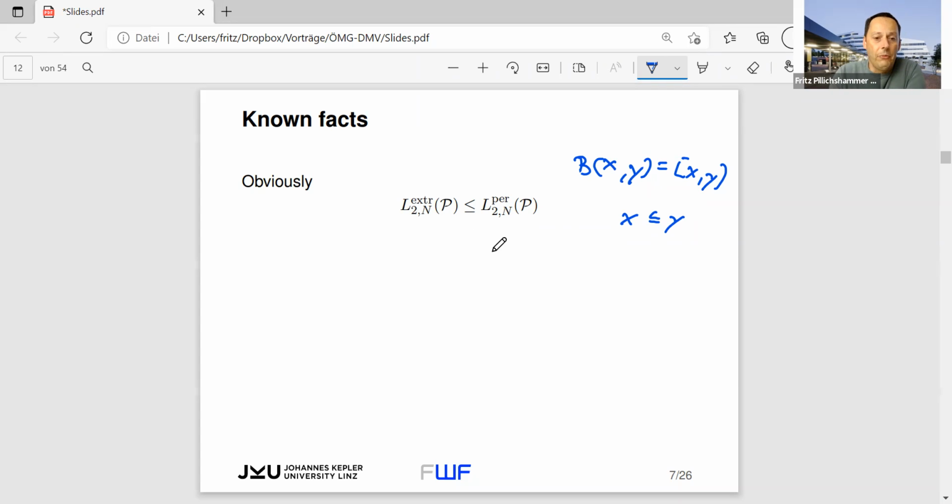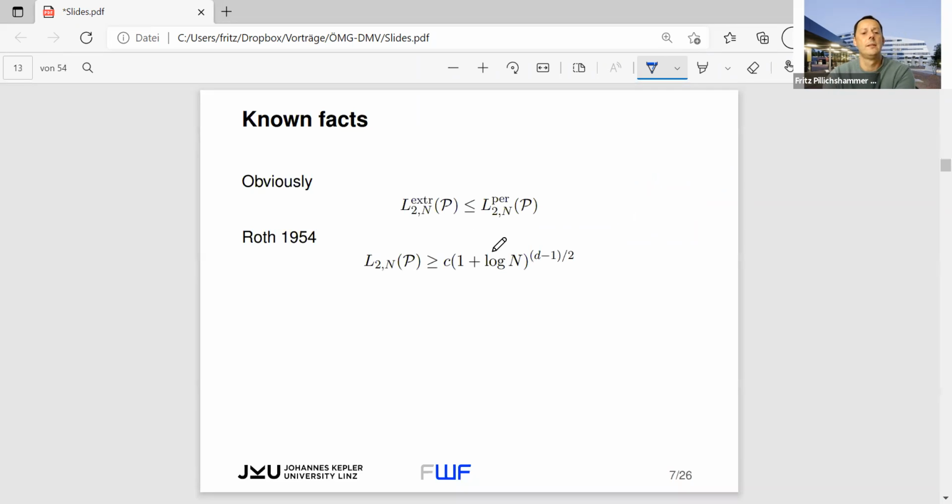Another result is not obvious, but very well known. It's the famous lower bound of Roth from the year 1955 that I think you all know or have seen already. The L2 star discrepancy of any n-element point set in dimension d is bounded from below by order (log n)^((d-1)/2). So the L2 discrepancy of any n-element point set is always at least of order of magnitude (log n)^((d-1)/2). The one is just added here to allow also n equal to 1.